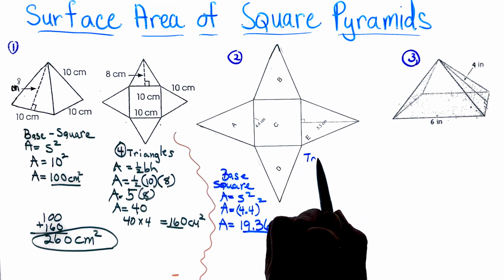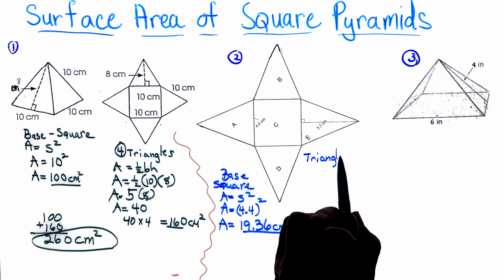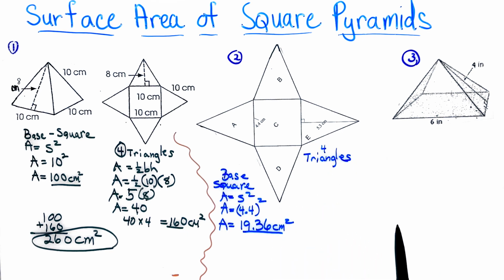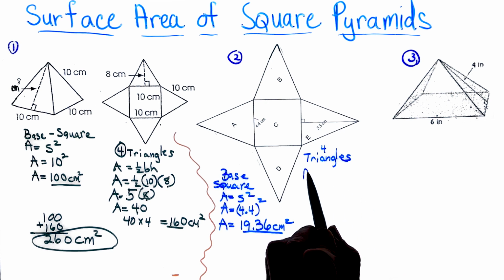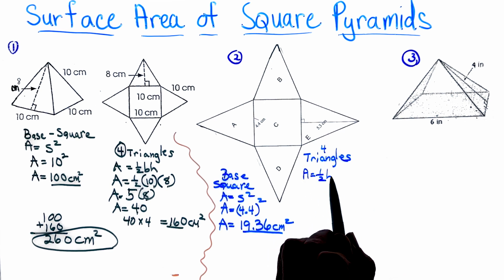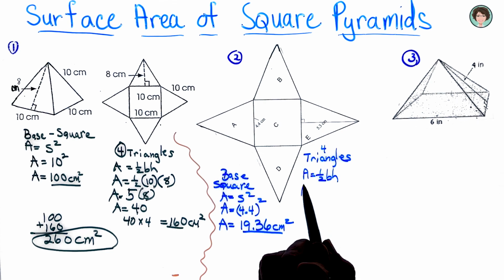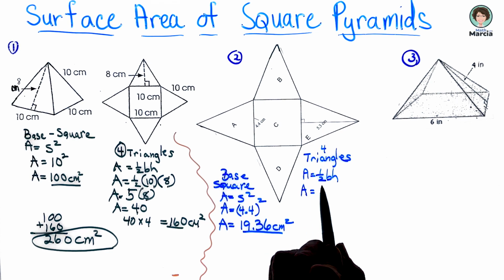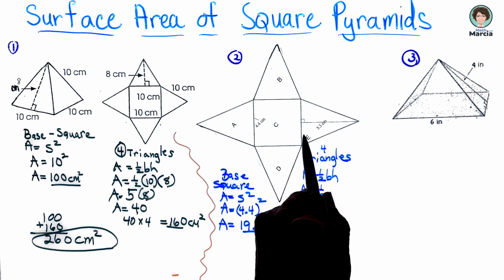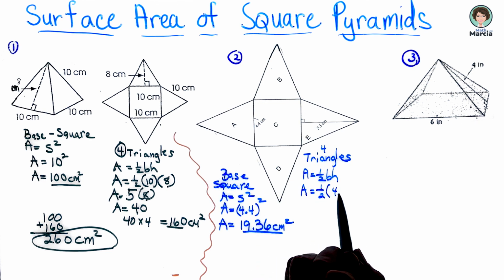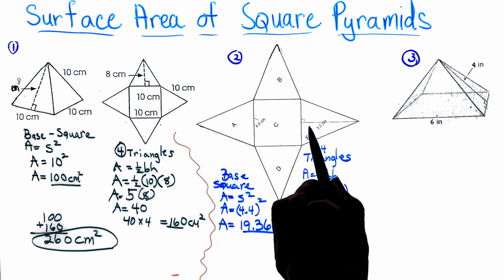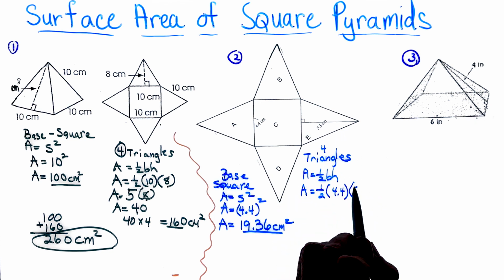So in this picture, 4 triangles, we know there's 4 of them. Our formula is area is equal to 1/2 base times height. We're going to find one area and then we're going to multiply that answer by 4. So area is equal to 1/2. The base was 4.4 and the height, notice, is 5.3.